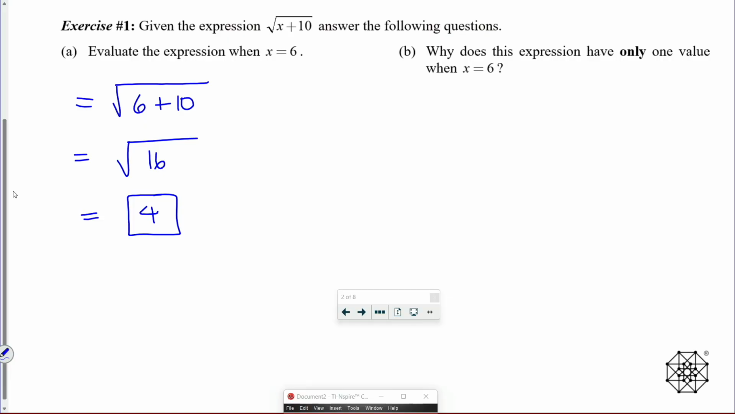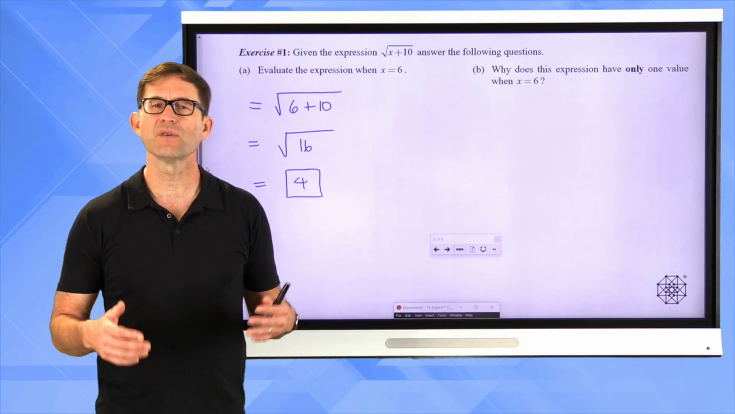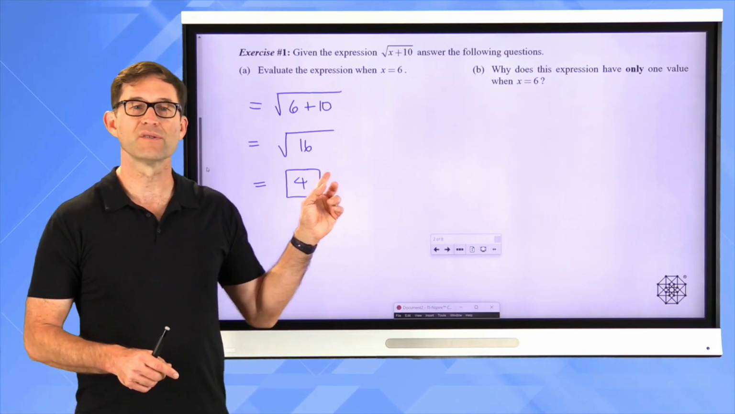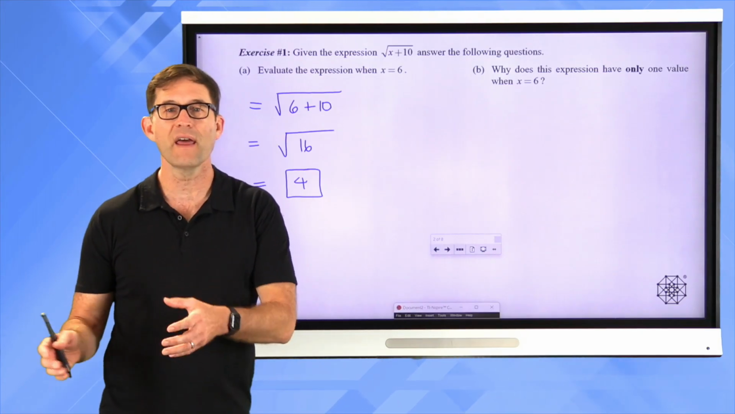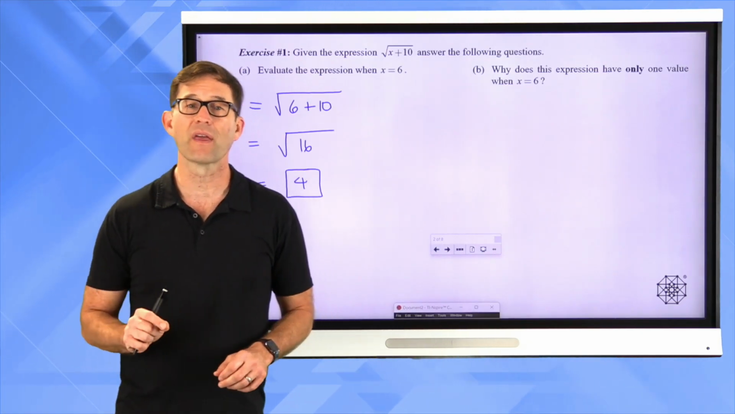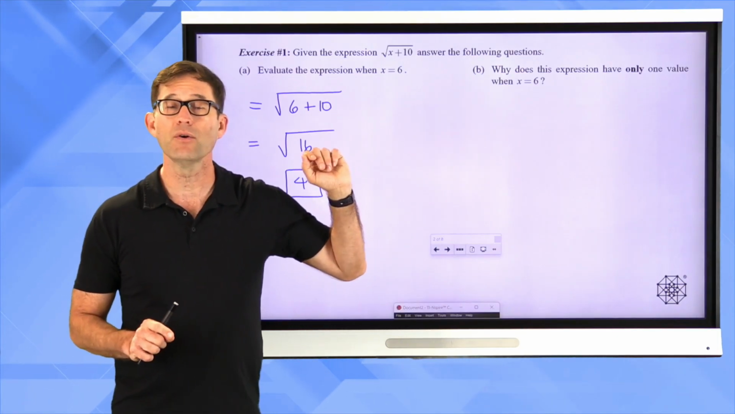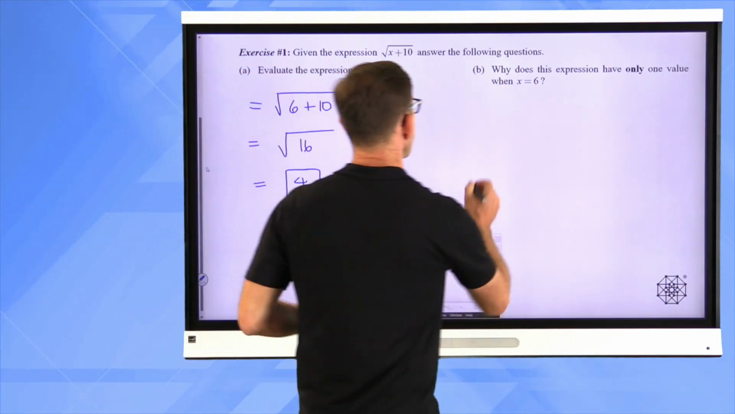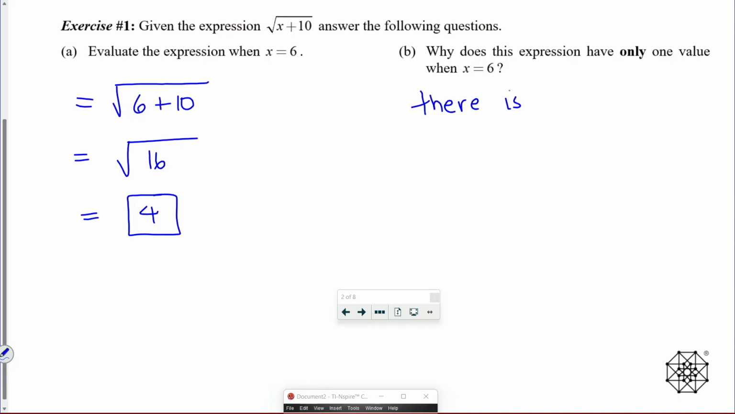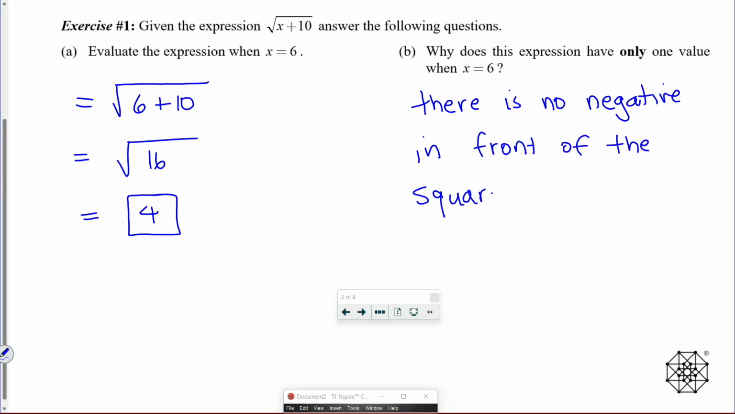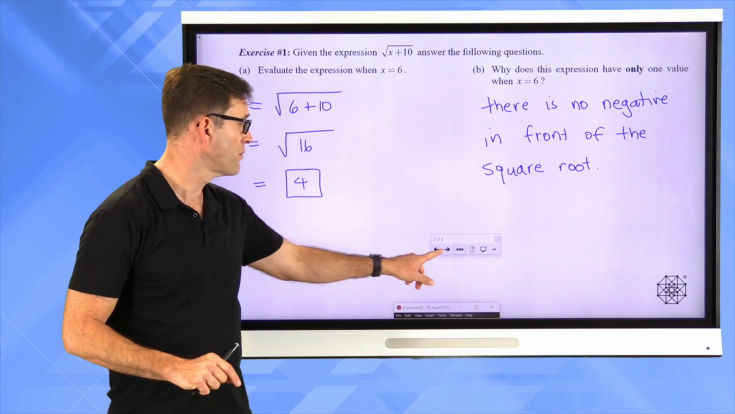Why does this expression have only one value when x is equal to 6? Why doesn't it have two values? So let's get into this right now. I didn't say, oh, it's the square root of 16, which is both positive 4 and negative 4, right? That's not the case. So why does this expression have only one value when x is equal to 6? Well, it's because there is no negative in front of the square root. And this is something that's very, very critical to understand. So let's talk about it on the next slide.